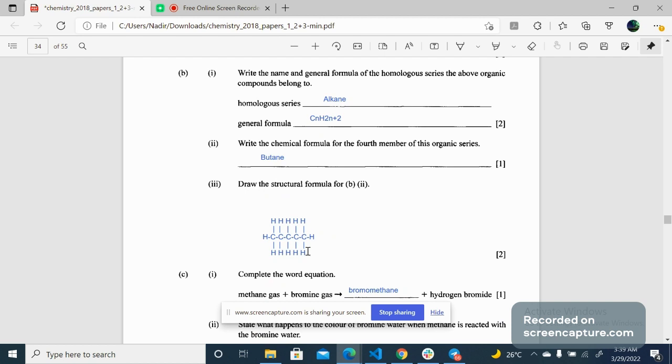butane. Mistakenly, I have drawn it here for pentane, but for butane it will be only one C less. Let me try to modify it if I can. So this H will not be here, but here, and this H will not be here. This line will not be here. This will not be here.